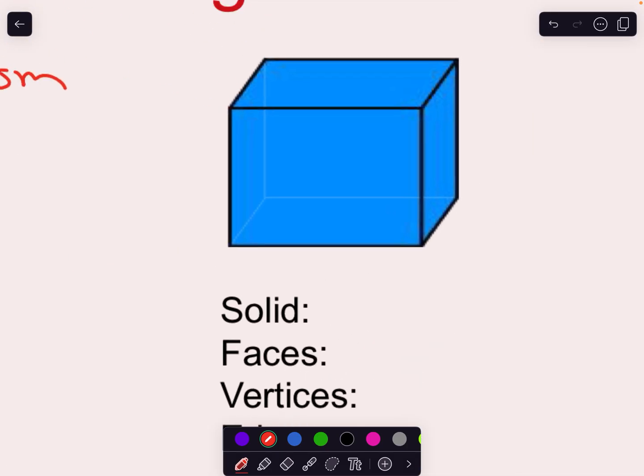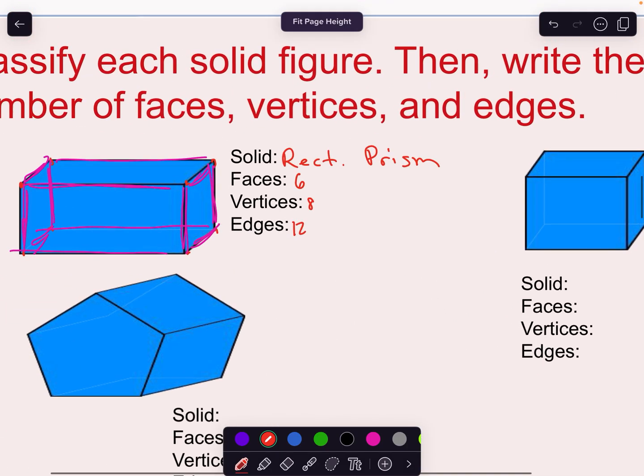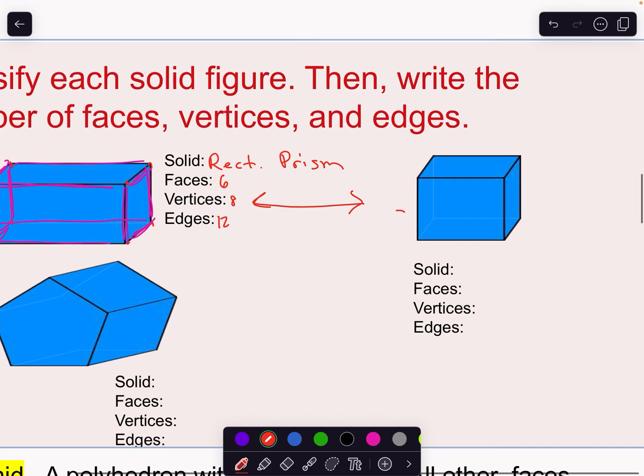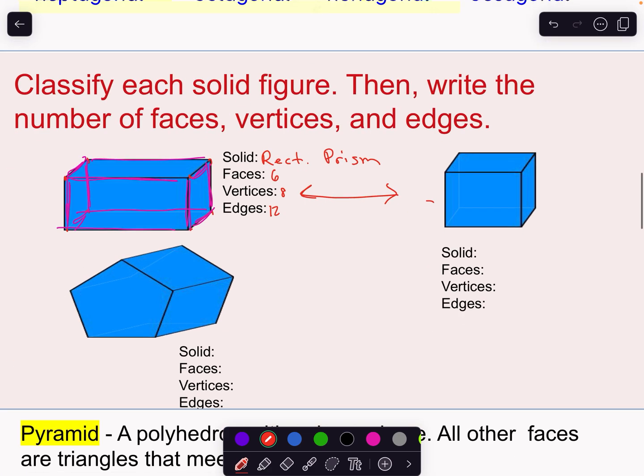This one's going to be the exact same thing as this. These are both rectangular prisms, so they'll have the same answers. This one kind of looks more like a cube almost, maybe, but it would have all the same numbers: 6 faces, 8 vertices, 12 edges. You can call it a cube potentially, or you can call it a rectangular prism and always be right.